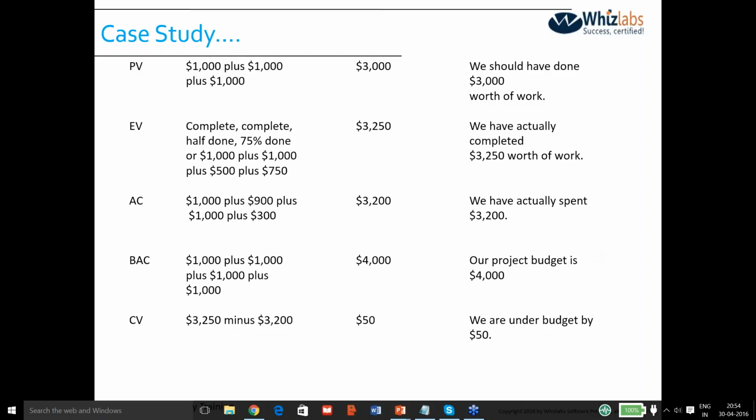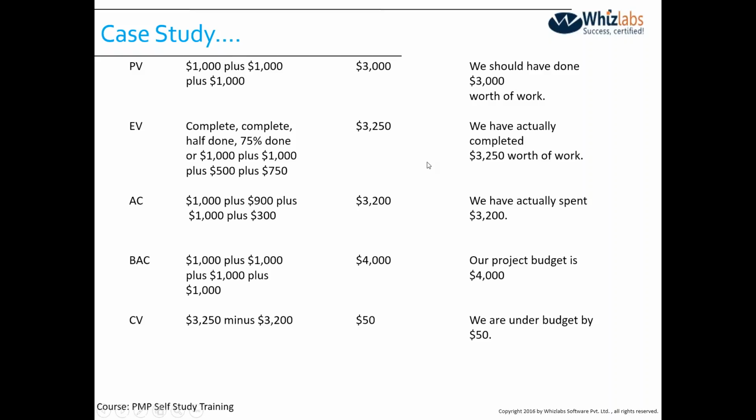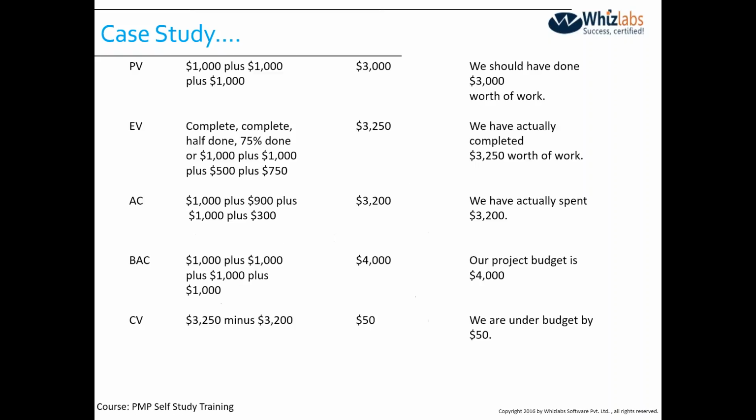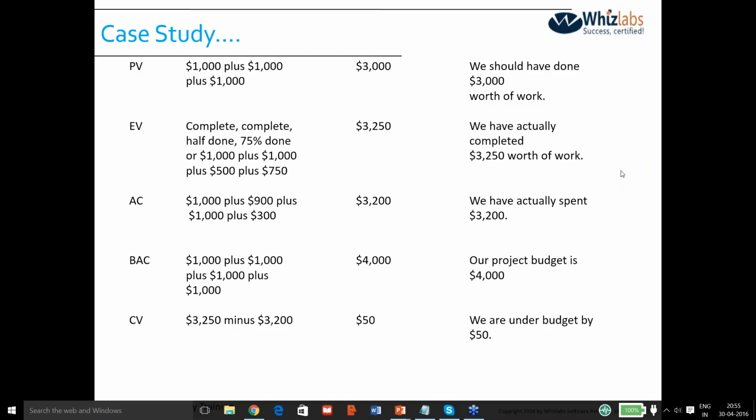Can anyone tell me, when I say planned value, I'm saying 1,000, 1,000, 1,000. But when I'm looking at the earned value, it is taking all four activities: complete, 50% done, 70%, 75% done. Can anyone tell me why in the first case, the planned value, I was talking about 3 activities, and how come in earned value I am talking about all the 4 activities? Yes, friends, tell me why in PV I am taking 3 activities, but while I am looking at EV, I am talking about all the 4 activities.